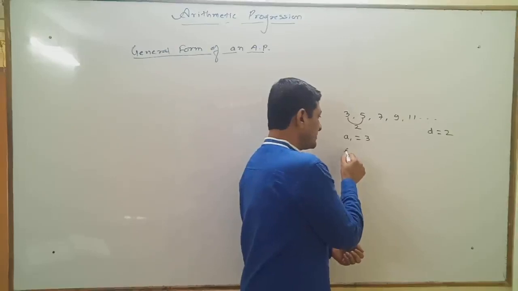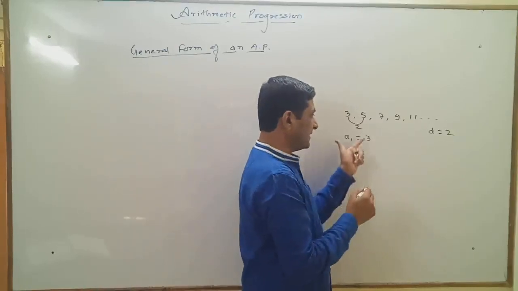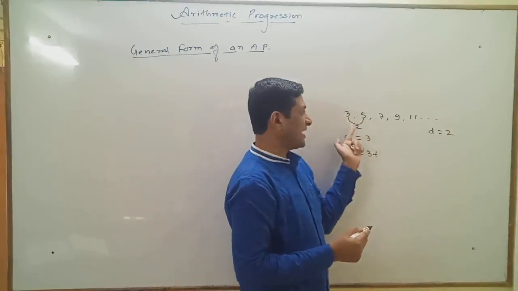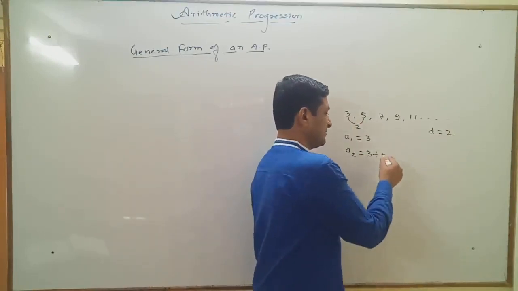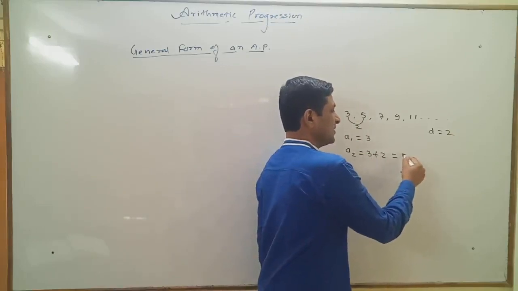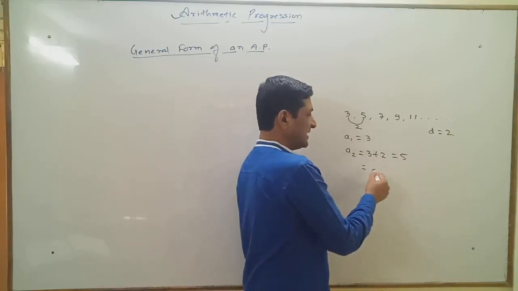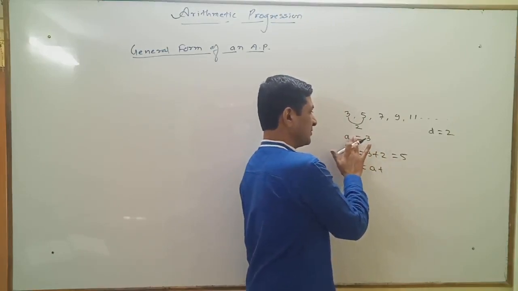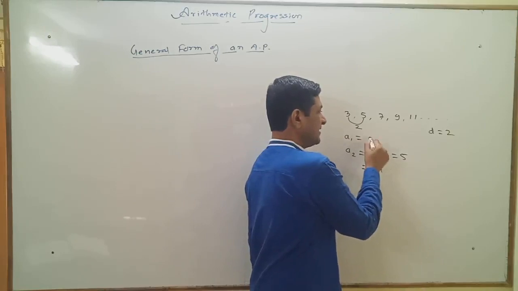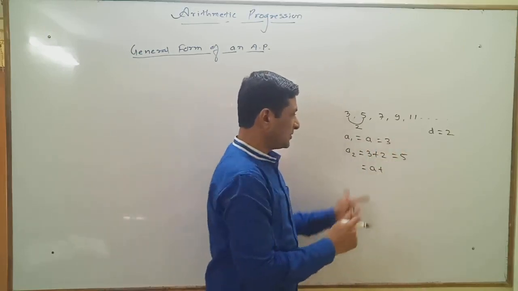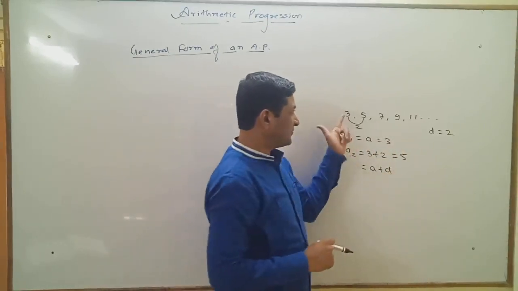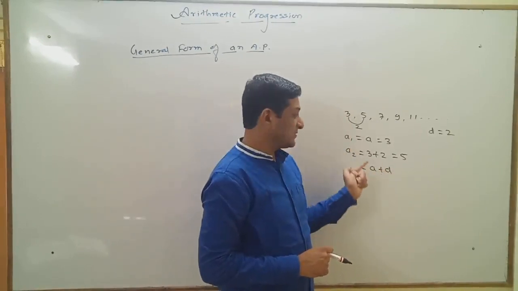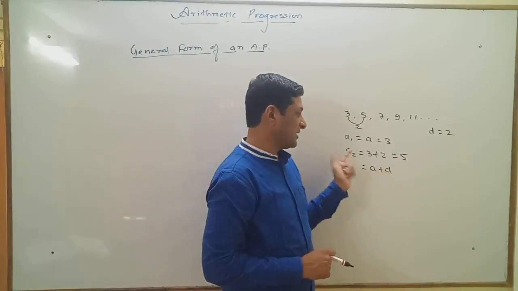To find the second term, in the first term we add the common difference. If we add this common difference, we will get the second term. Means 3 plus 2 is equal to 5. To find the second term, we are adding D to A. A is nothing but the first term in the arithmetic progression, either denoted by a1 or by A. So A plus D. A is the first term and D is the common difference. If we add the common difference to the first term, we will get the second term.